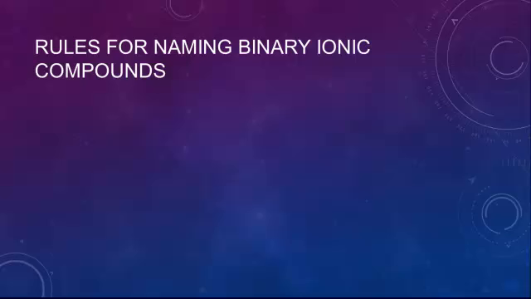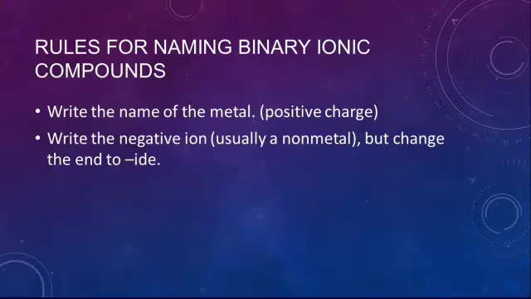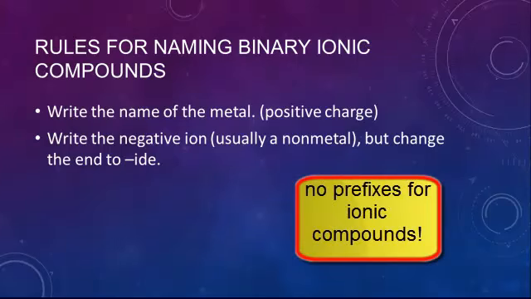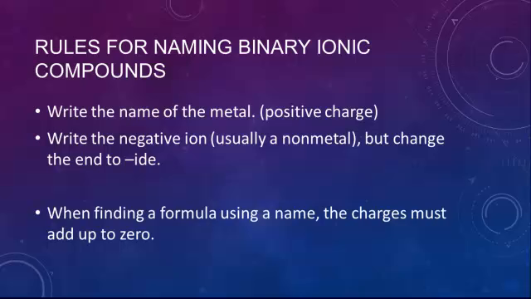So there are three basic rules for writing and naming binary ionic compounds. First rule is that you're going to write the name of the metal. That's the one that's going to have the positive charge. And you don't have to do anything with that. You just write the name of the element. You're going to then write the negative ion, which is usually a nonmetal, but you're changing the end to IDE. Now take note with both of these, there is no prefix involved at all. When you have a metal and a nonmetal, you're not using prefixes. And when you do need to find the formula using a name, you need to make sure that the charges add up to 0.